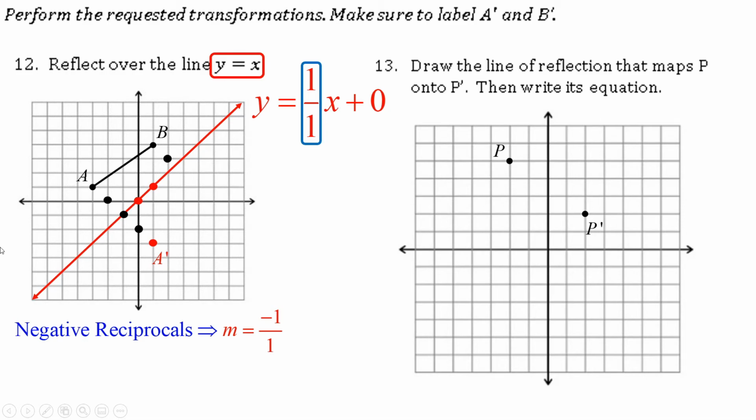Okay, now I'm applying the same slope to my B up here. So let's drop 1 and run 1. I'm not quite to the line yet. Drop 1 and run 1. Now I'm beyond the line, but I'm not far enough, so we better do that one more time. Let's drop 1 and run 1. And look at that right there. That looks like my B prime.